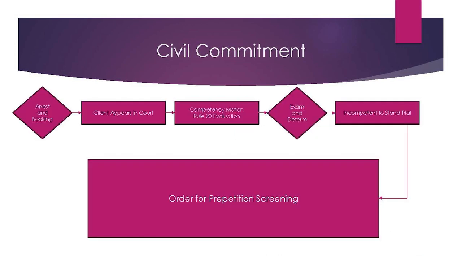There is now an order for a pre-petition screening. Just because someone is found incompetent to stand trial with regard to charges does not mean they are generally incompetent or they are not able to function in the community. And the criminal court and the Rule 20 evaluation don't have the authority, the ability, and frankly don't want the authority or the ability to make larger findings with regard to someone.